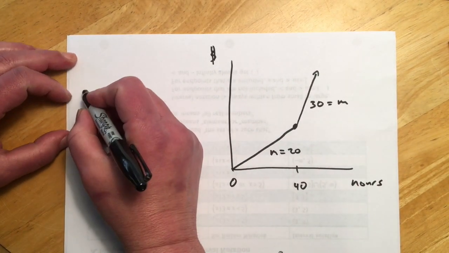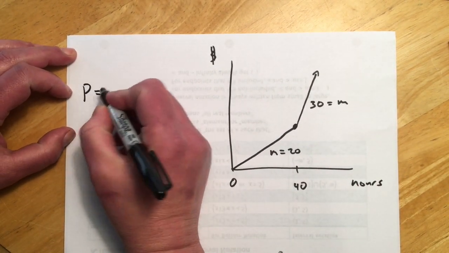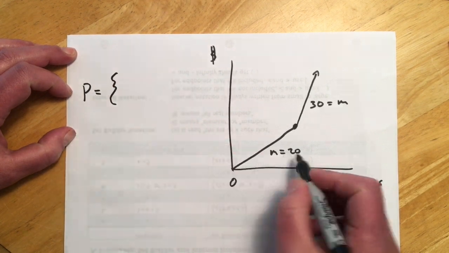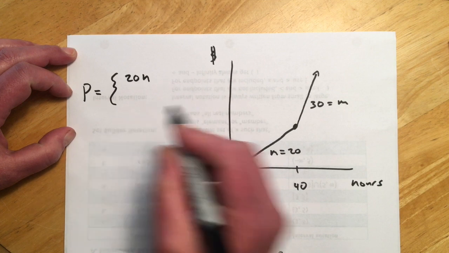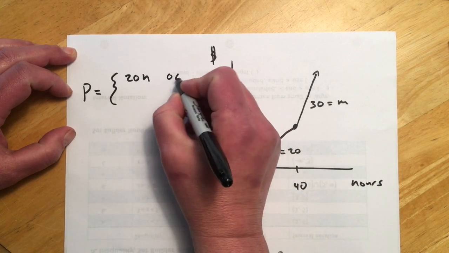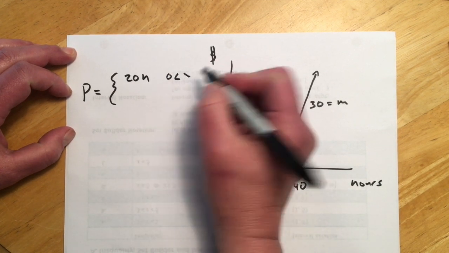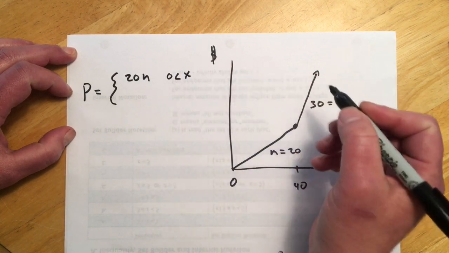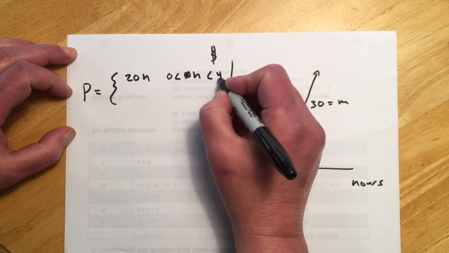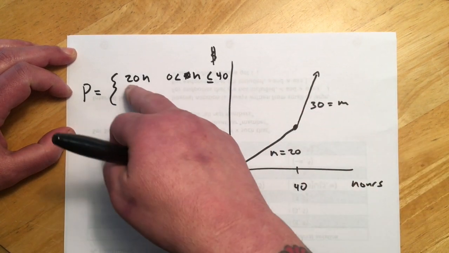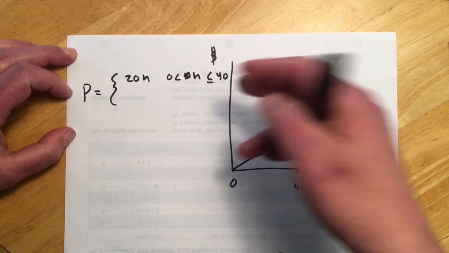And so what we do is your pay is going to be, the easy equation would be 20 times the number of hours you work, and that's going to be good on the interval 0 less than your pay, we'll call that x. I guess I should call it h for hours there, less than or equal to 40. So this equation would be good from 0 to 40 hours.